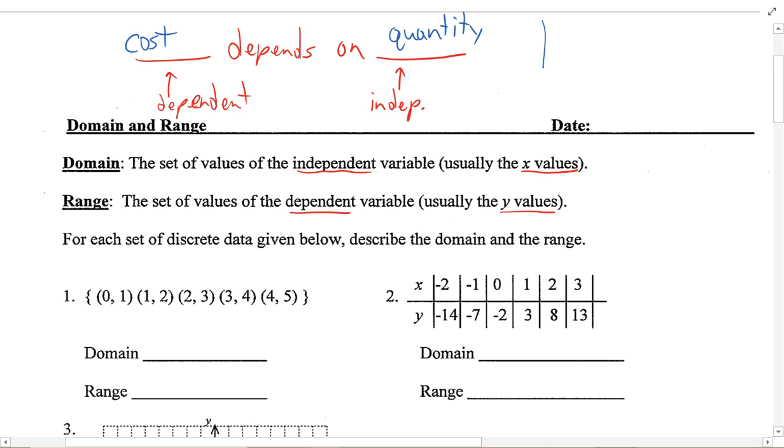Now that we know which one's dependent and independent, we can then set it up. So the quantity is going to be your independent, and the cost of your total bill will be your dependent variable.